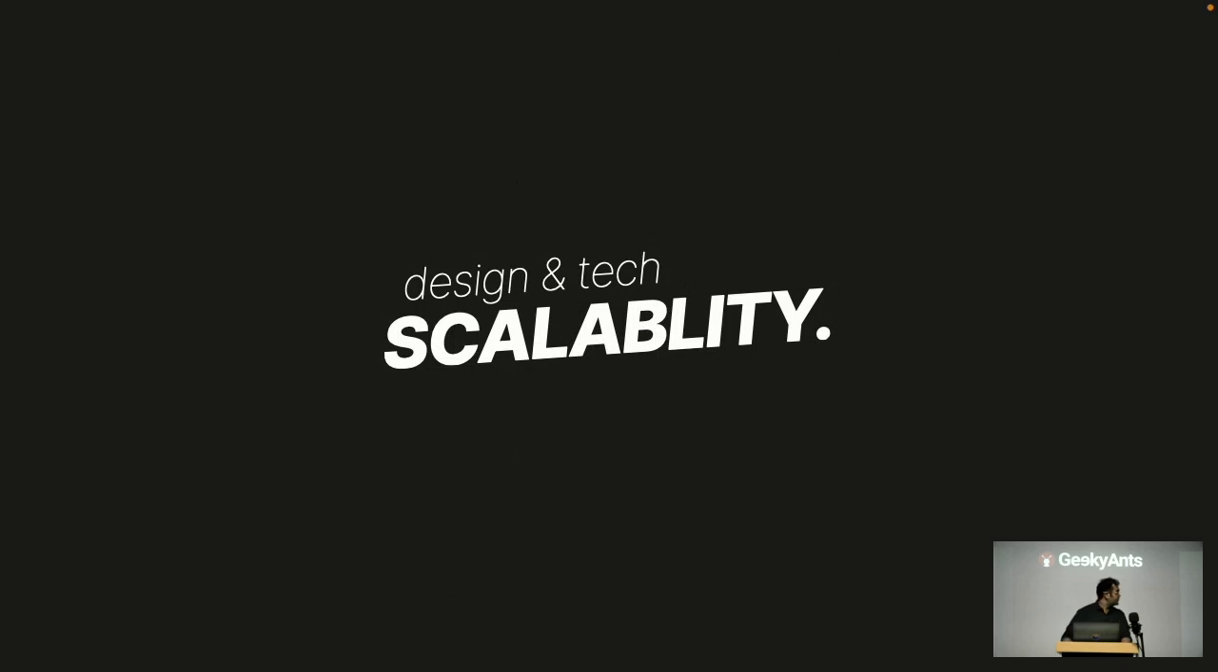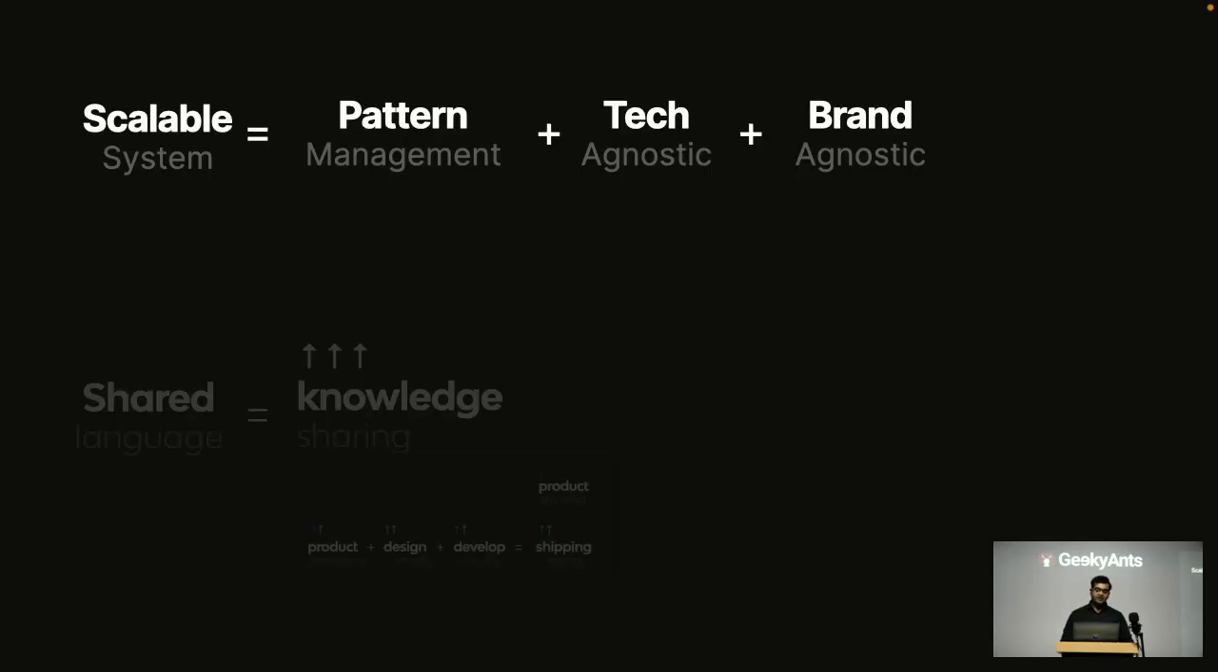Let's talk about one last point, but a very important one. Design and tech scalability, right? So we already talked about the shared knowledge bit. So let's add scalable system in the mix. So from my perspective, I feel scalable system has 3 components.